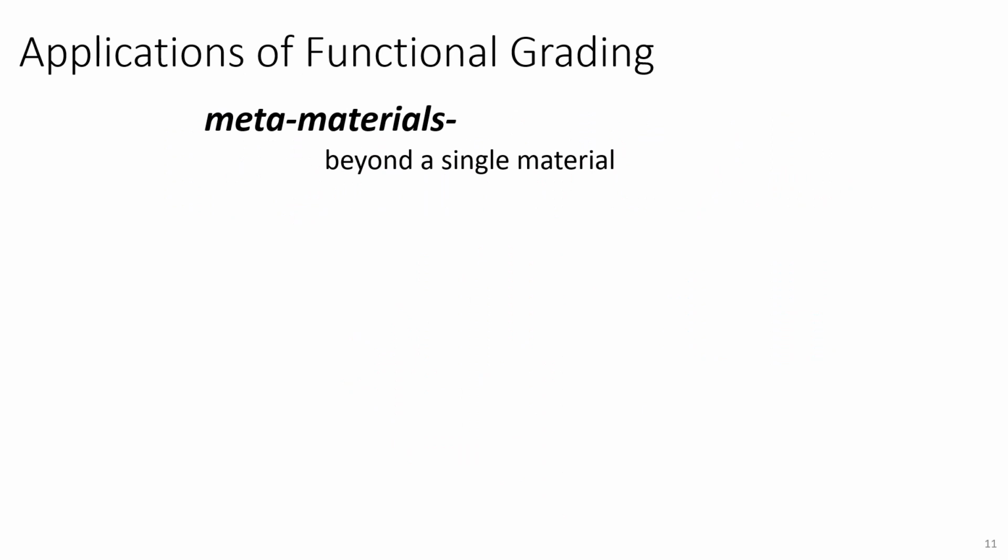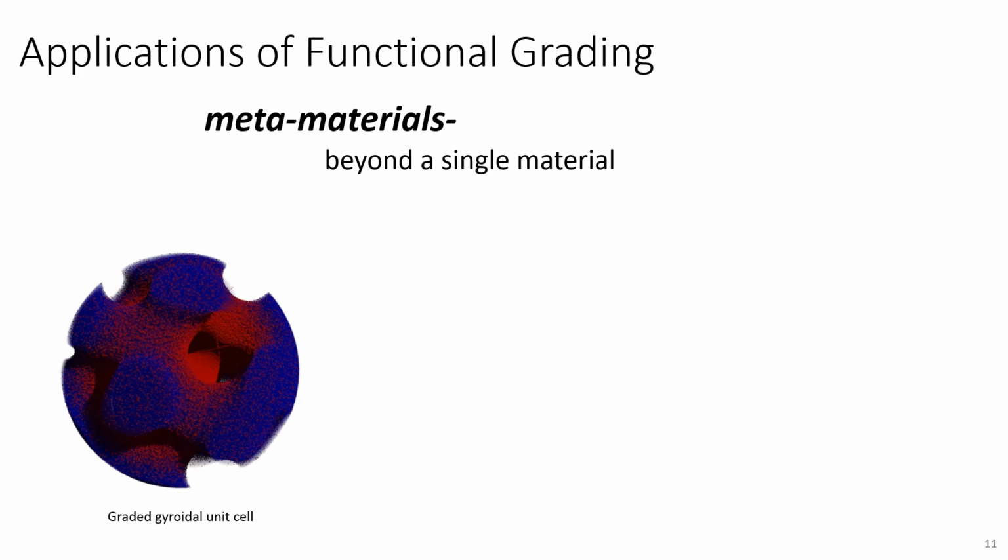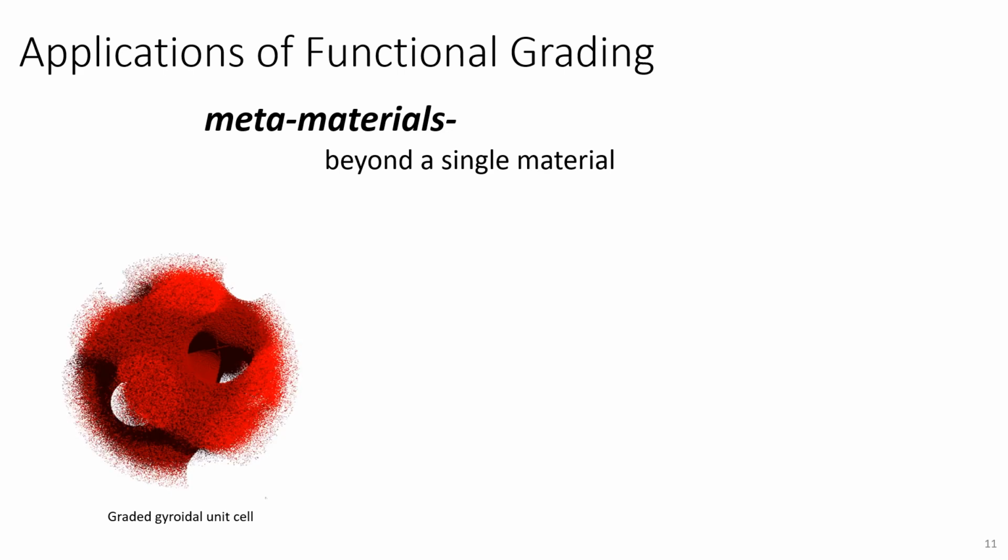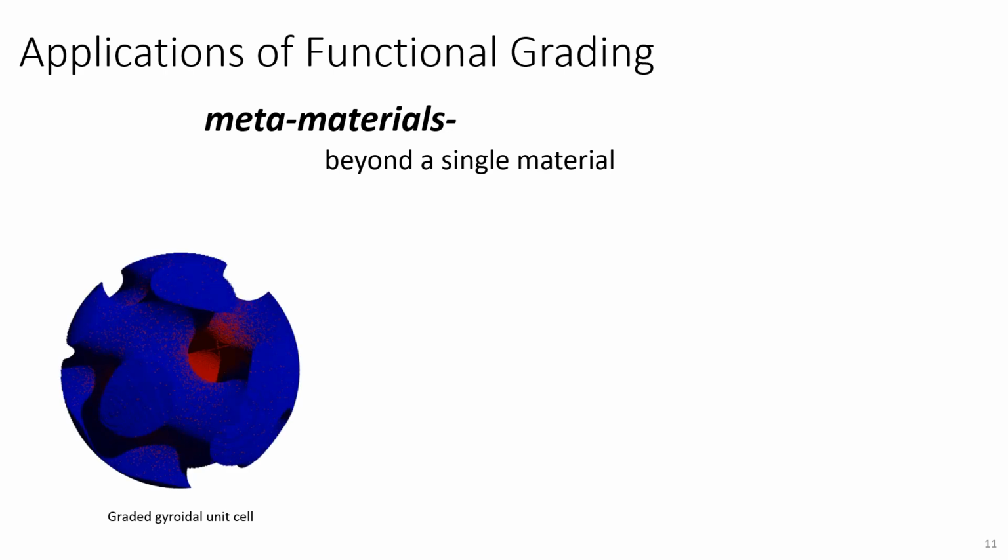So what are the applications of this functional grading? The primary one is metamaterials, where meta means beyond the capability of a single material. These are engineered structures that behave in specific ways. In this case, you see on the bottom left, this is a graded gyroidal unit cell. Here we've created a gyroid geometric pattern, and then we've graded a red material into the core.